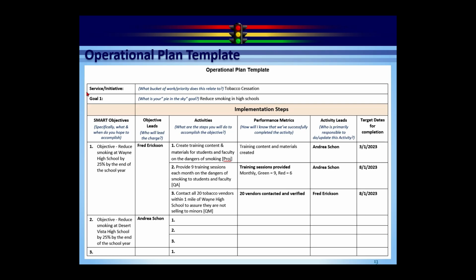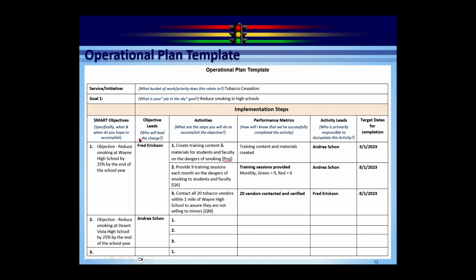So, okay. The nice thing about the template is it gives you a quick reminder of what each level is. For service initiative, it says, what bucket of work or priority does this relate to? Pretty good definition. In this case, tobacco cessation. Our first goal, what is your pie in the sky or high level goal? Reduce smoking in high schools.